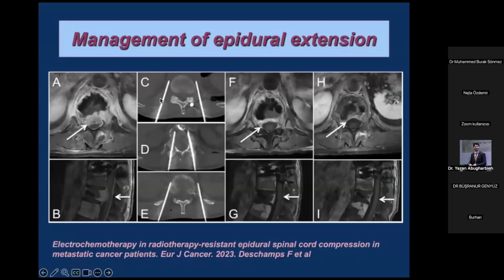Here are images from the first case series published by your colleague from Gustave Roussy in 2023. You can see positioning of the probe either in a paravertebral location or in a transpedicular position. You see it was a metastasis with a huge epidural component. And this is the result. A couple of months after the electrochemotherapy, you see a complete disappearance of this epidural extension.